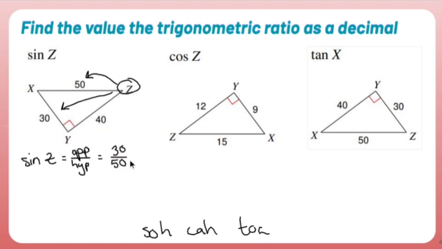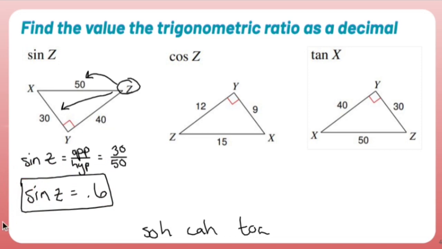30 over 50 simplifies to 0.6. So sine z is going to be 0.6 in this one problem right here.